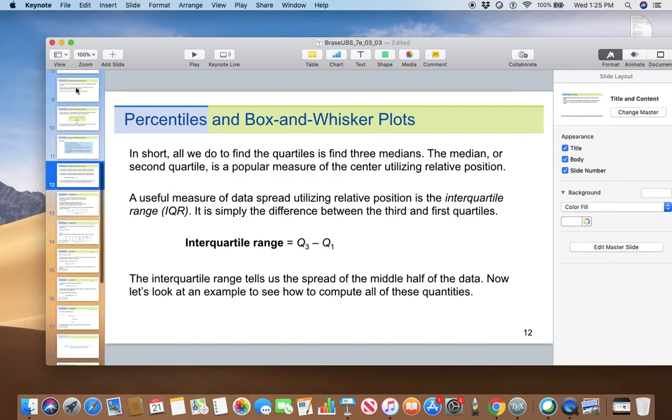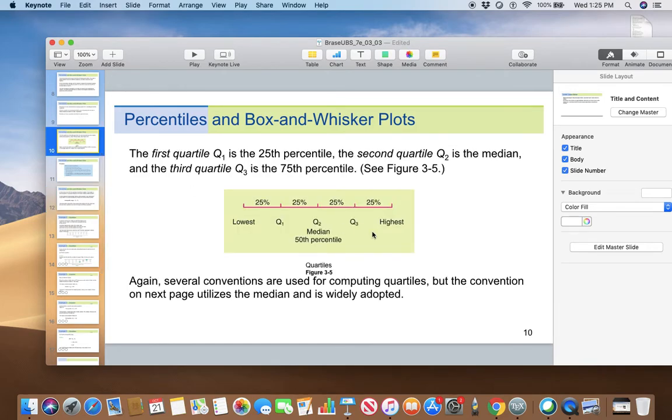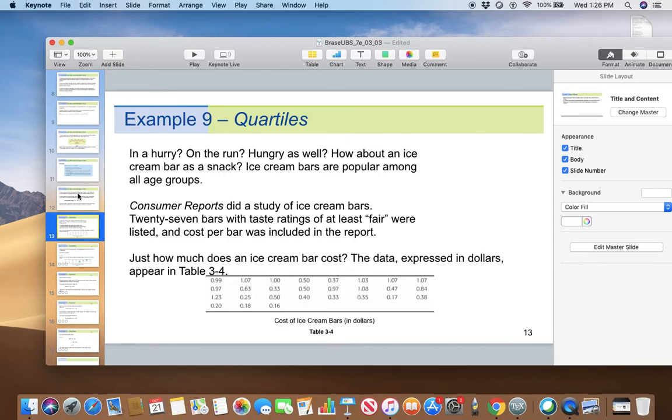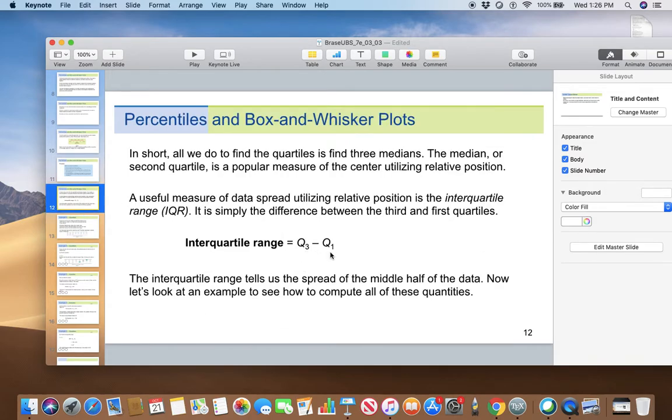So let me go back to the picture of how the quartiles were placed. Here is the lowest value, the highest value, the median is Q2, the median of the first half is Q1, the median of the second half is Q3. So the interquartile range, the biggest Q minus the smallest Q, Q3 minus Q1, is called the interquartile range. Interquartile range tells us the spread of the middle half of the data.